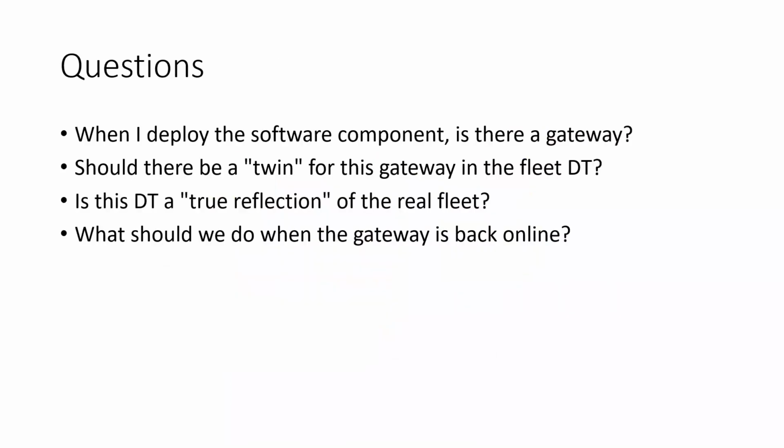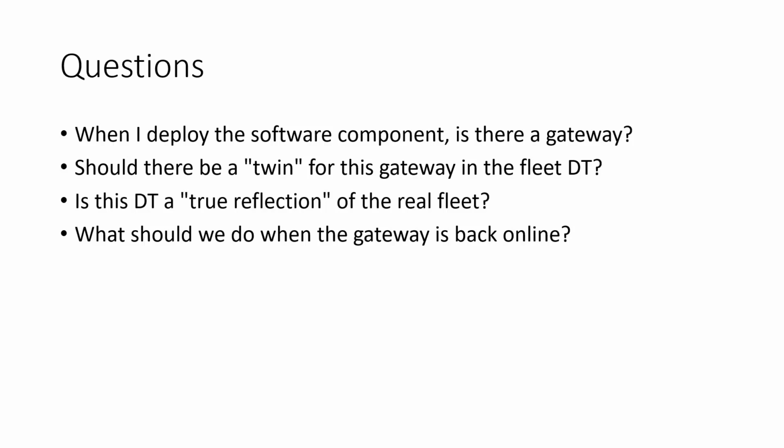There were some interesting questions popping up during the demo. First of all, when I was trying to deploy that software component, was there actually a gateway? Because the target gateway was actually offline. So can we say it is in the fleet? And if we consider it as not in the fleet, should there be a twin for this gateway in the digital twin of the fleet? For our scenario, we do need a placeholder. Otherwise, this deployment command will go nowhere.